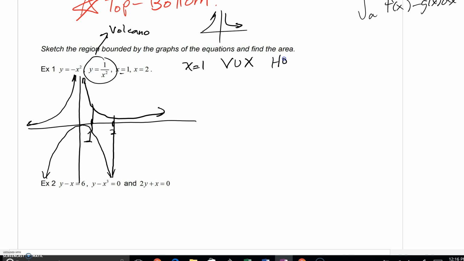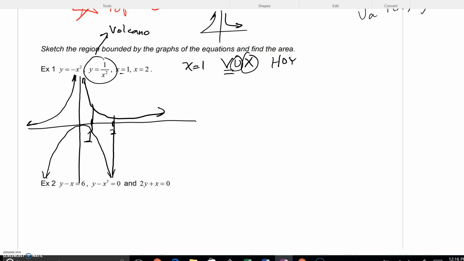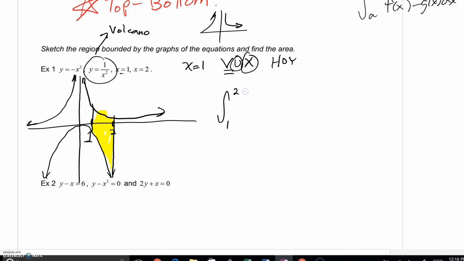And there's also the mnemonic HOI. VUX stands for a vertical line with undefined slope, and x equals a number. Here you have it. You've got this region enclosed right in here. So you could see that you're integrating from what boundary to what boundary? You're integrating from x equals 1 to x equals 2.